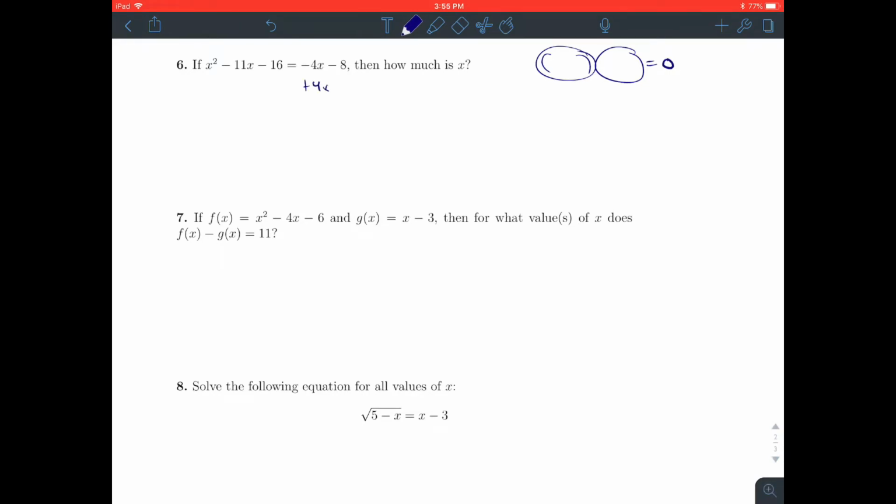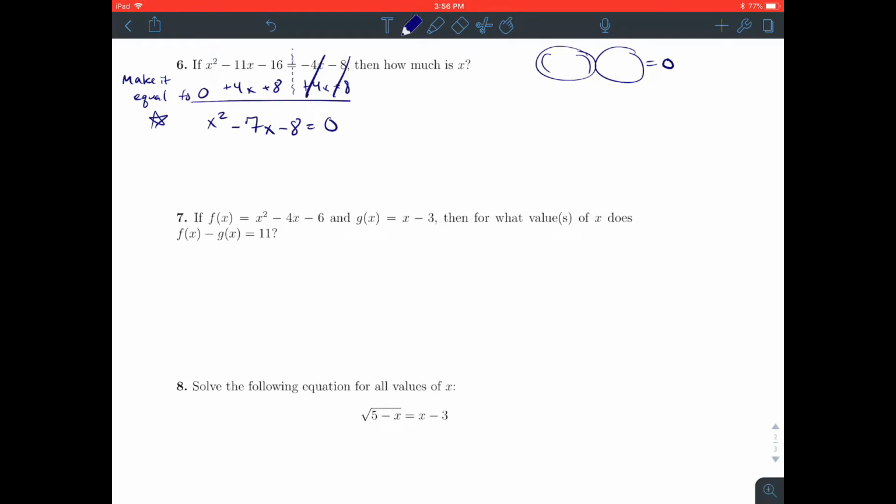So I might add 4x on both sides of the equal sign. I'll add 8 on both sides of the equal sign. And that leaves me with x squared minus 7x minus 8 equals 0. Now that we have the equation, or actually I'll write that step, make it equal to 0.